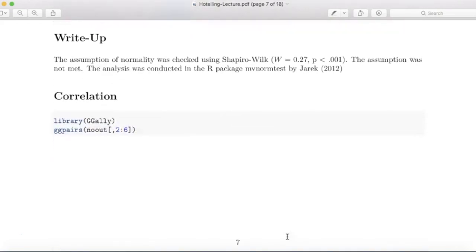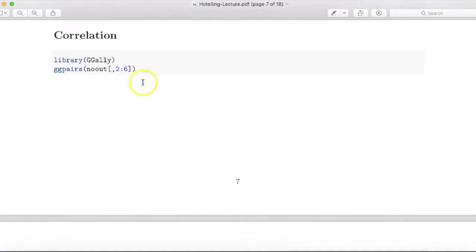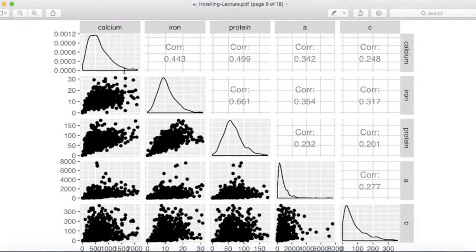Nice. I'm going to check for correlations. I'm going to use the GGally library, and then I'm going to do correlations between the 5 nutrients. They don't look that highly correlated, calcium and vitamin C. Again, I'm not a nutritionist, so I don't really know what the maximum would be here or what would be very bad. I think this requires a little bit of content area expertise. But those are the correlations. They are weakly correlated in my opinion.